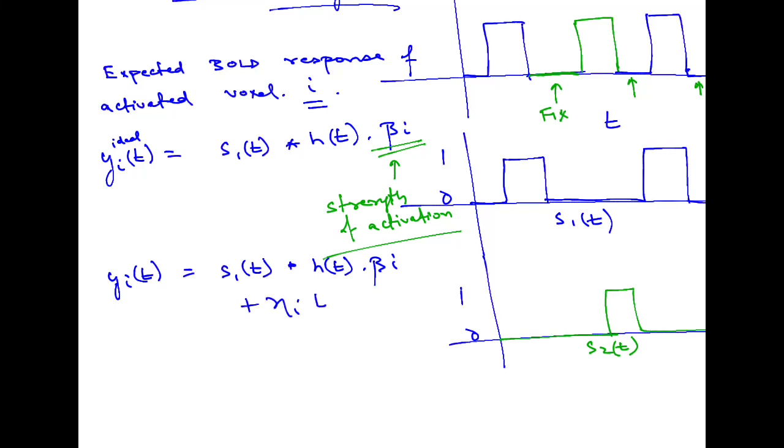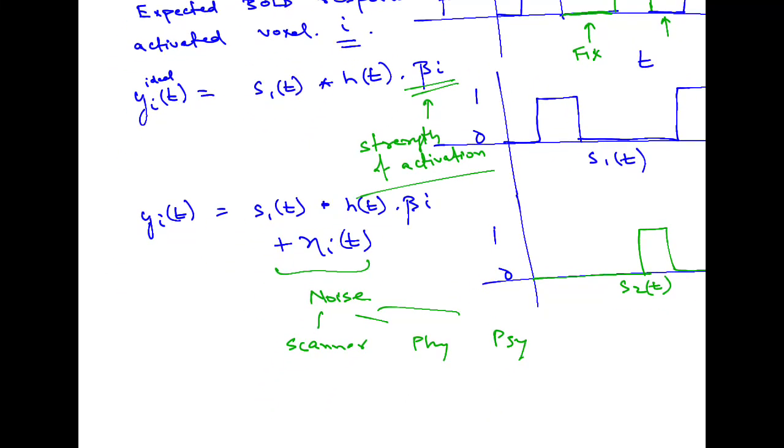Right, so now actual activity would get some noise added. And this noise would be scanner noise, physiological noise, and psychological noise. All three, we're just modeling it like that. Right? What's our goal? So the general linear model analysis that I was talking about is given Y_it and this S_jt, right? All the stimulus time courses.